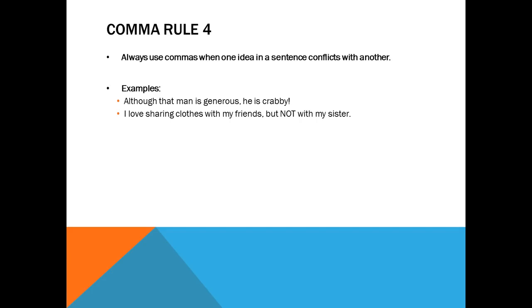I'll give you another example. I love sharing clothes with my friends, but not with my sister. So we're looking at 2 different situations here. We enjoy one thing, we don't like another thing. And for people who have had to share clothes with their sister, it usually doesn't work out well. They come back with stains and holes. So don't share clothes with a sister.